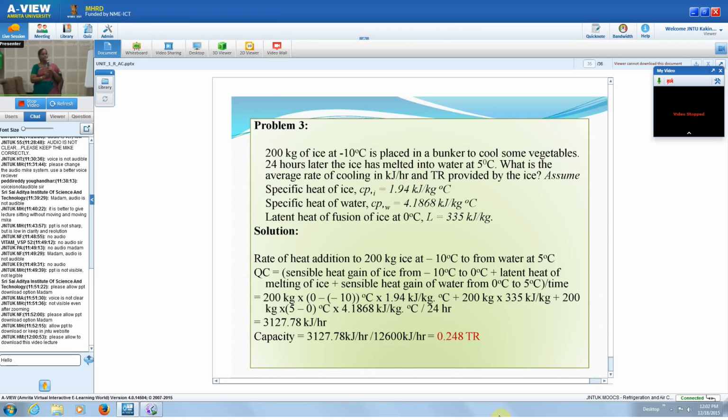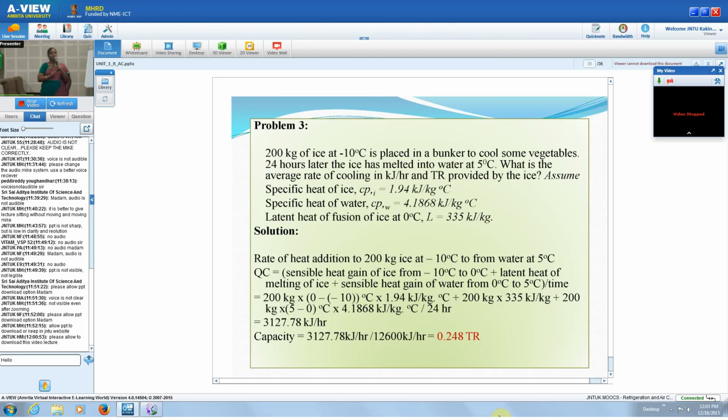So m is 200 and Cp of ice is 1.94 and the difference between temperatures is 0 minus 10. And here again ice is at 0 degree centigrade. So m into L, plus again what you have to consider here is m Cp delta T of water also.